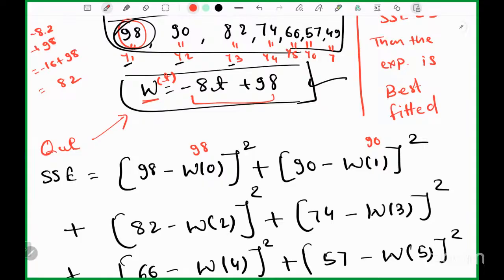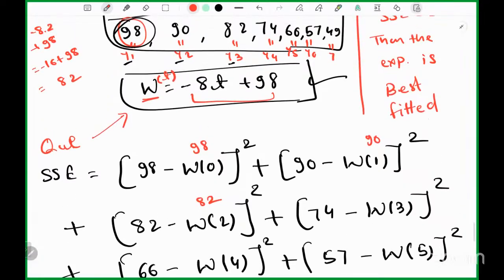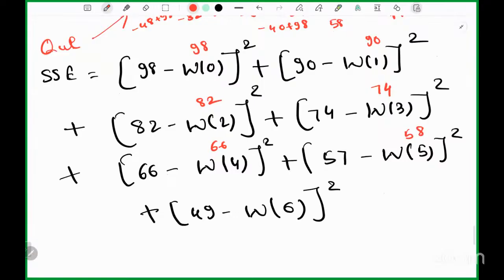Right? So 82. What is w of 3? W of 3 will be minus 24 plus 98, so that will be 74. W of 4 will be minus 32 plus 98, so that will be 66. W of 5 will be minus 40 plus 98, that will be 58. And here w of 6 will be minus 48 plus 98, and that will be equal to 50.